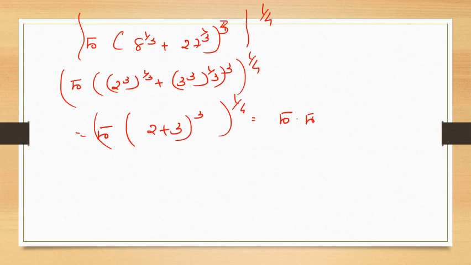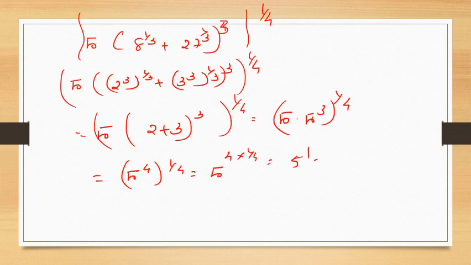So 5 into 2 plus 3 is what? 5. 5 cube raised to 1 by 4. So what is it? 5 raised to 4 raised to 1 by 4. 5 raised to 4 into 1 by 4. That is what? 5 raised to 1. 5 raised to 1 is what? 5.